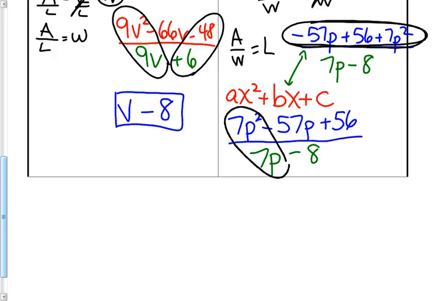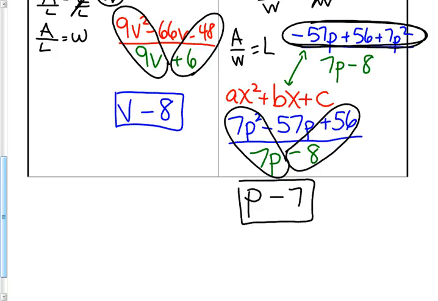Okay, so we have 7p squared divided by 7p, and then positive 56 divided by negative 8. So 7p squared divided by 7p: 7 divided by 7 is 1, and then p squared divided by p, there's just going to be 1p left over, because the 7's cancel out. And then 56 divided by negative 8. Positive divided by negative is a negative, and 56 divided by 8 is 7. So my answer is p minus 7.